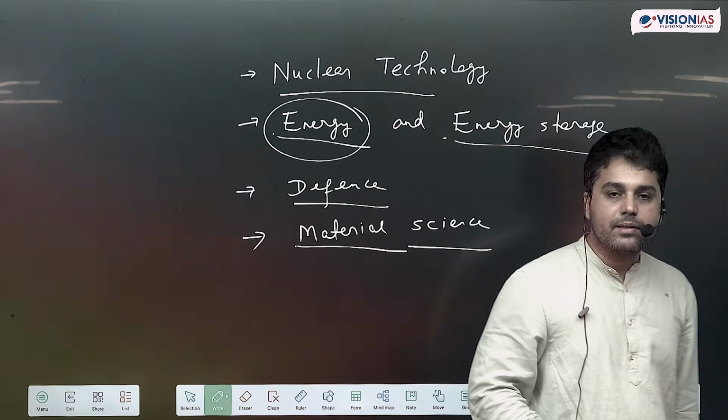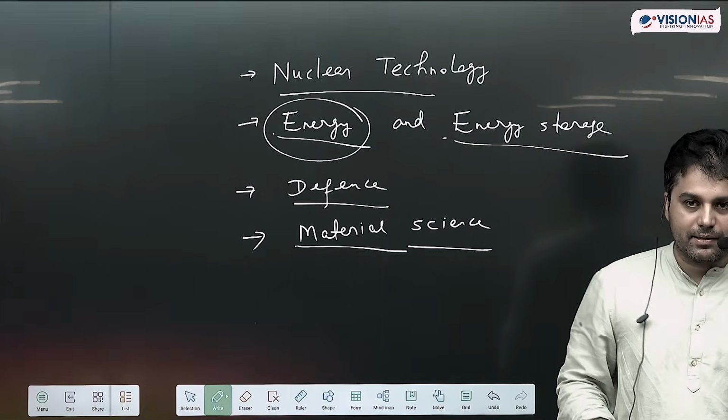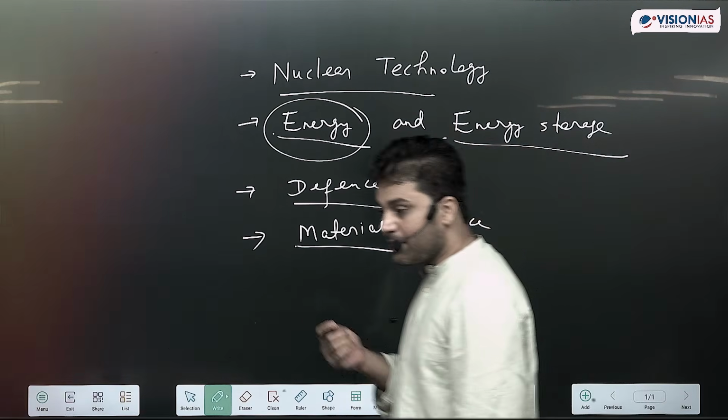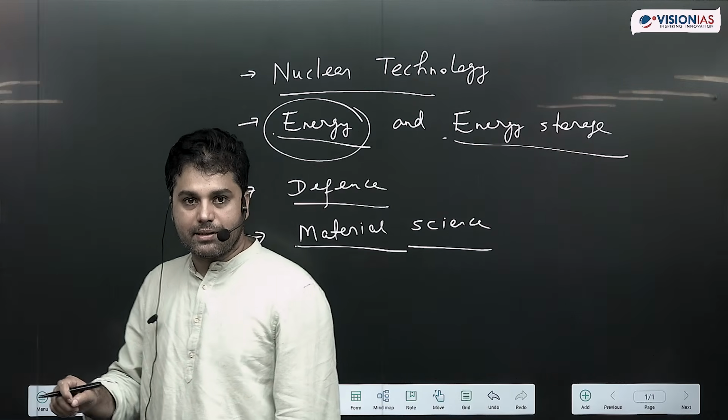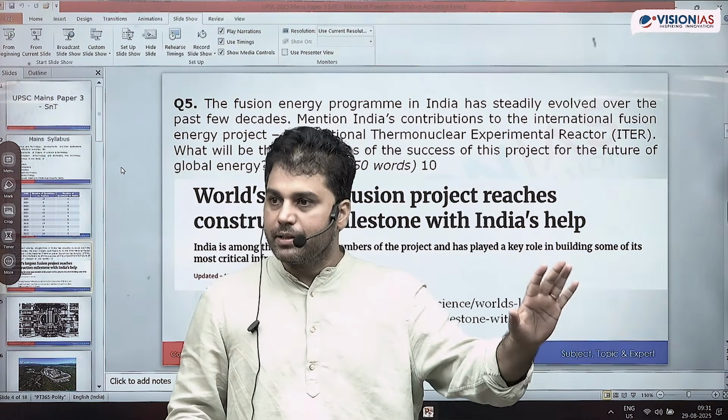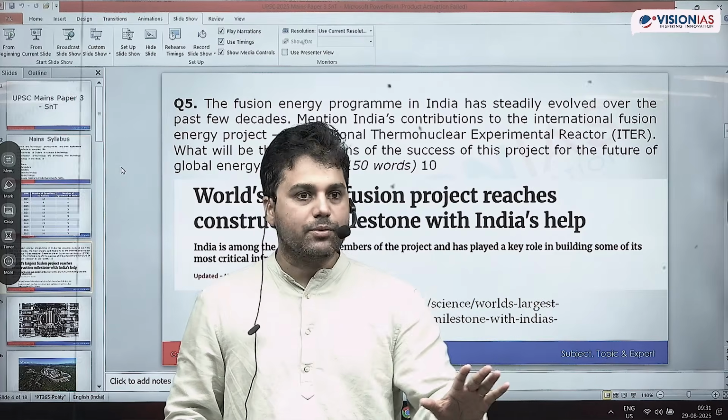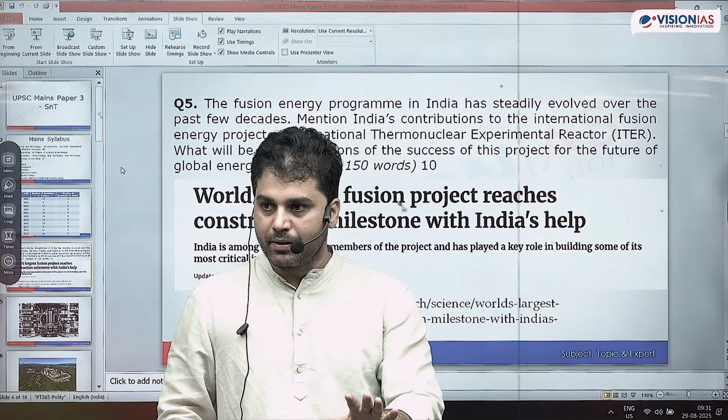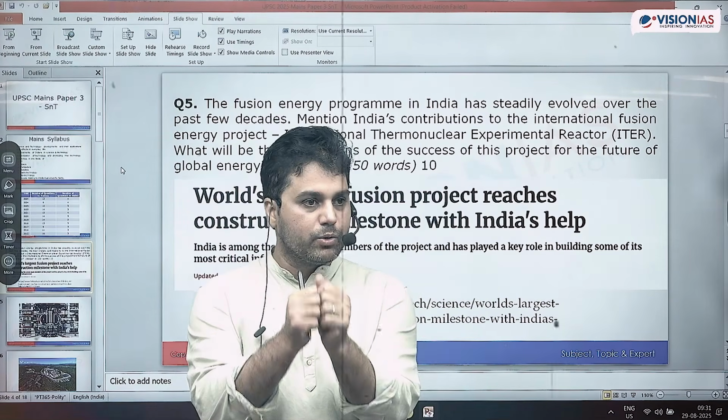So even, for example, think of the display of your mobile phone, that is material science, and the chip of the mobile phone, what material it will be made of, that is material science. Fusion is a process where lighter nuclei combine together, they glue together.